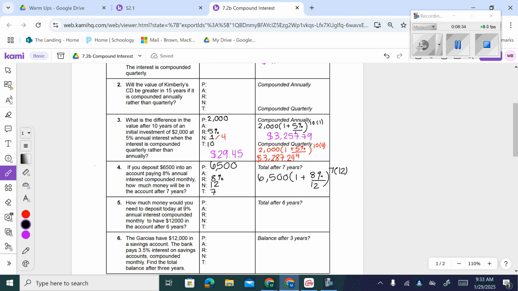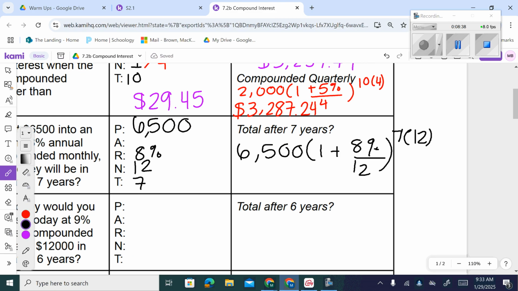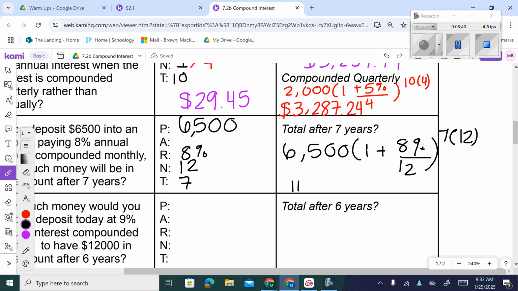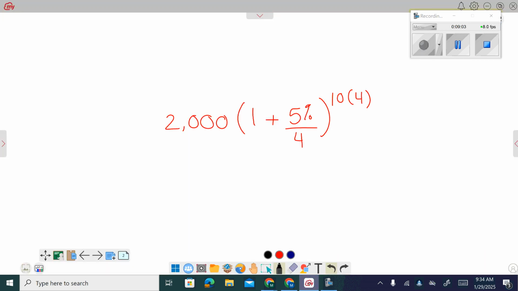What did you get for your answer? 11,358. Yes or no? Yes. Okay, now, it did not ask you this. How would you figure out how much money you made off of interest? Subtract. You would take this minus 6,500, and that'd tell you how much money you make off interest. Everybody okay?